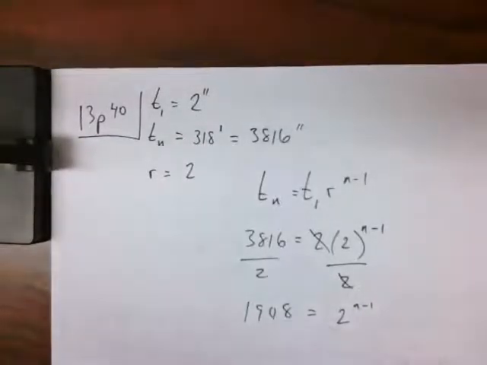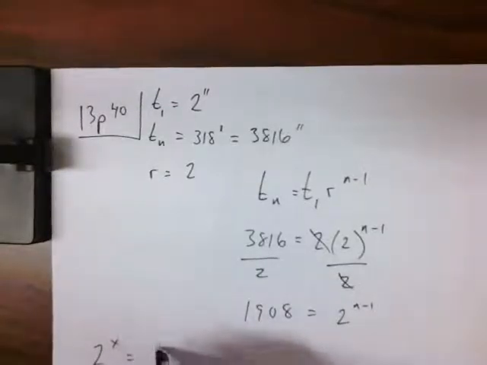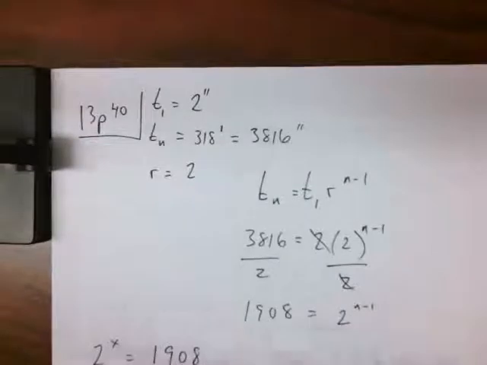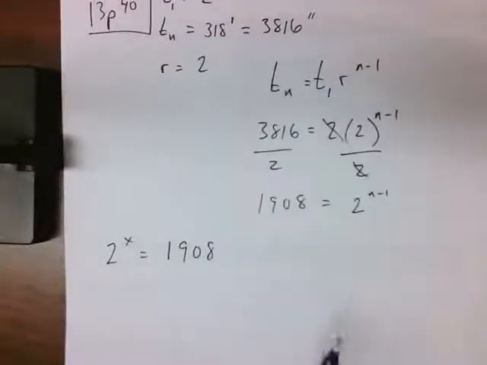So 2 to the what equals 1908. That's what we need to figure out. 2 to the x equals 1908. So we got to do some trial and error. 2 to the 8 is 256. That didn't work. 2 to the 12 is 4096. Too high. 2 to the 10, 1024.